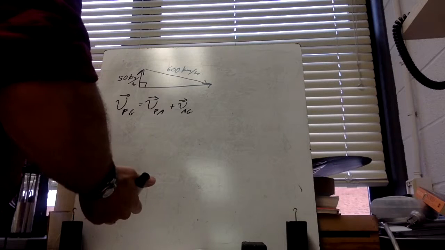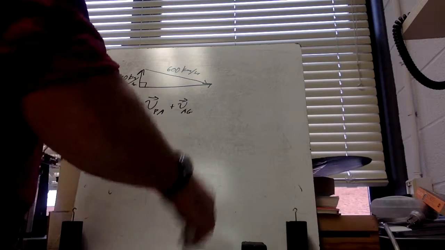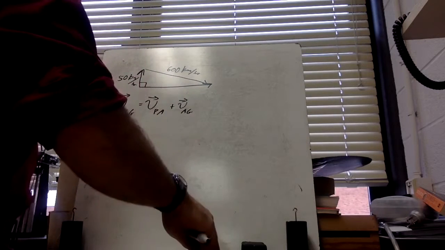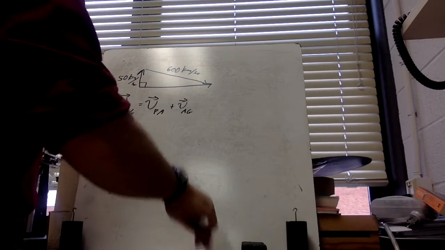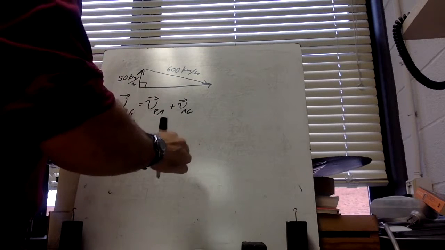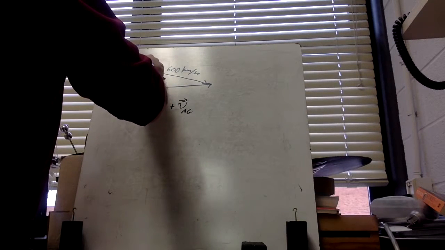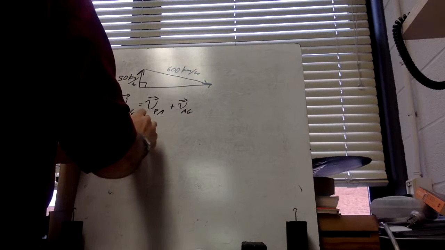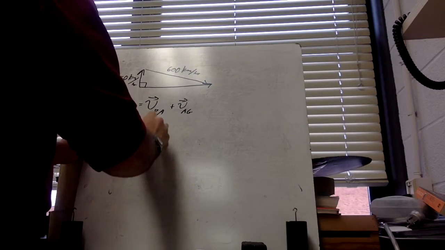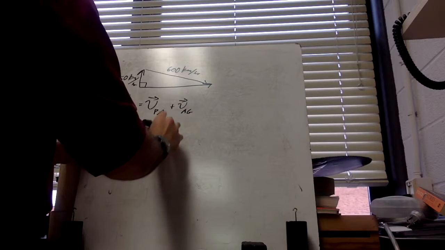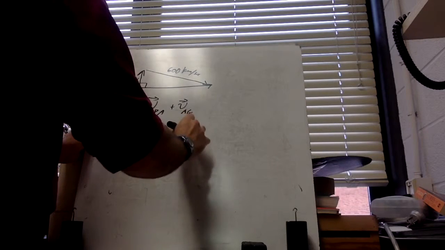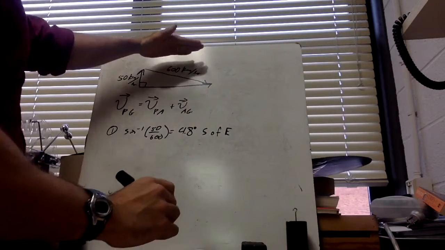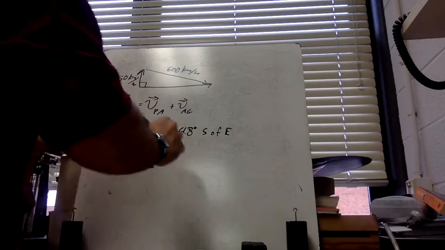So question A is, in what direction should the plane head? Right? Well, in order to do that, we can just find this angle here. So if we're finding this angle, then that's the opposite over hypotenuse. So inverse sine of 50 over 600 gives me 4.8 degrees south of east. That means if I'm pointing east, I go 4.8 degrees south of that.